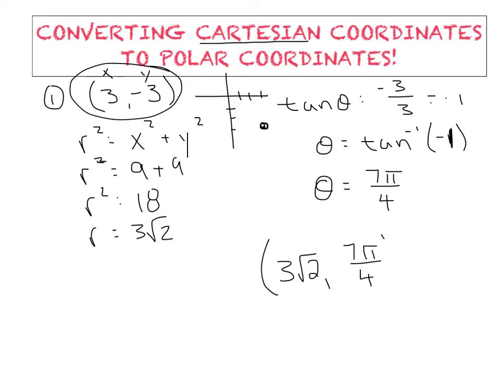Now, of course, we're going to get into multiple representations later. You could have said 3 radical 2 and negative pi over 4, and that would be an equivalent acceptable answer, and I wouldn't say either one's better than the other.